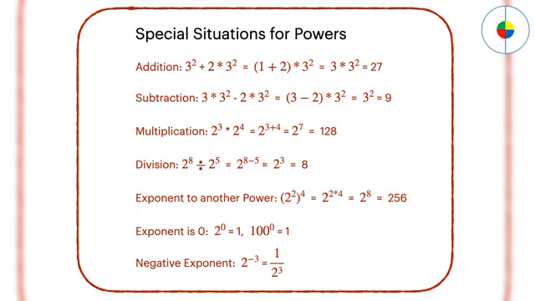3. Exponent, to another power. If a power is being raised to another power, multiply the exponents and leave the base the same. 4. Exponent is 0, the power is always 1. 5. Negative exponent becomes the reciprocal.